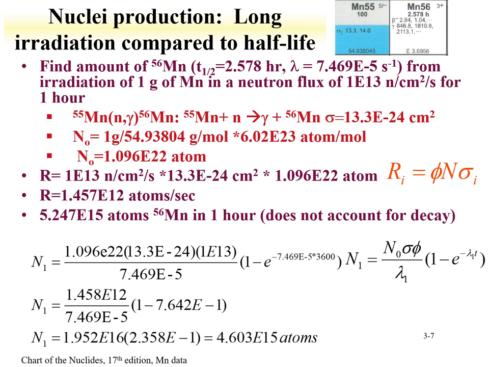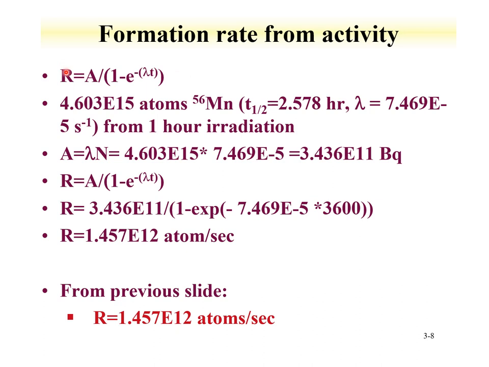We introduced this equation a few slides ago, where we can determine the formation rate based upon measured activity and this saturation factor. So let's look at the example from the manganese-56 that we provided in the previous slide. We've gone through how we determine this value. Our activity: if I know the number of atoms of manganese-56 and the decay constant, activity equals lambda N. I get 3.4 times 10 to the 11th becquerels. That's my activity. I substitute the activity into 1 minus e to the minus lambda times the time, and I get a production rate. This is the overall production rate, and it does include the decay as a function of the irradiation time.